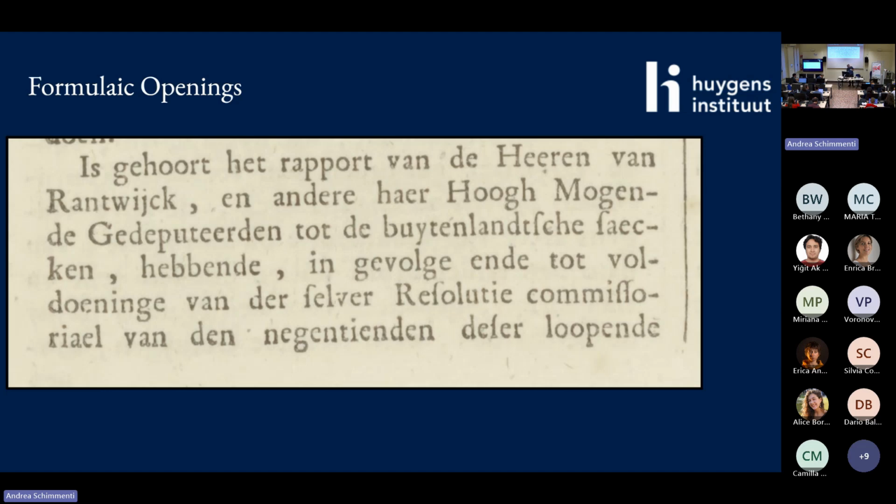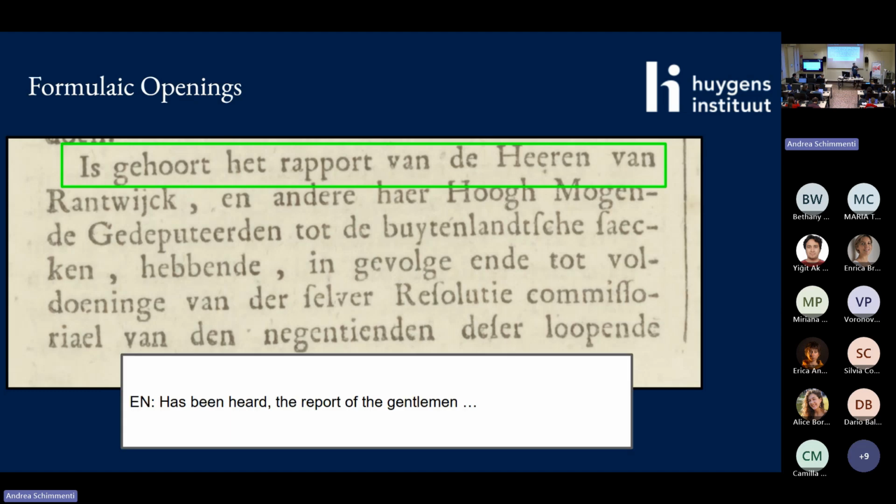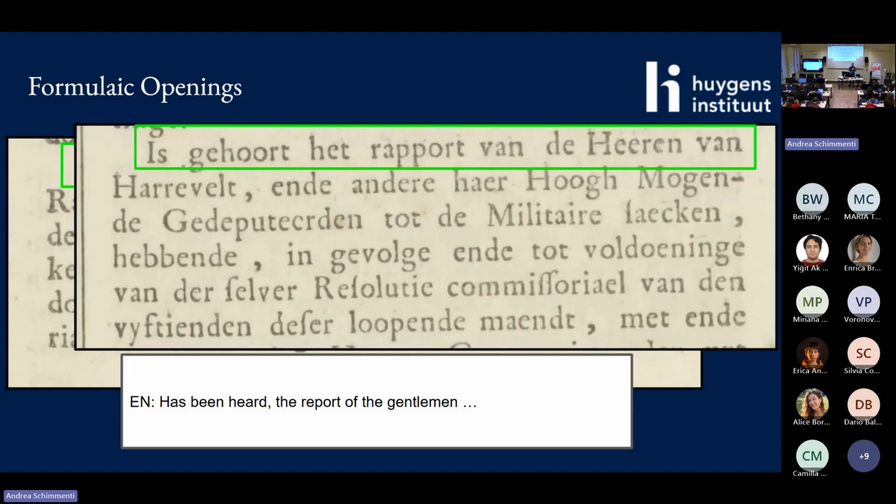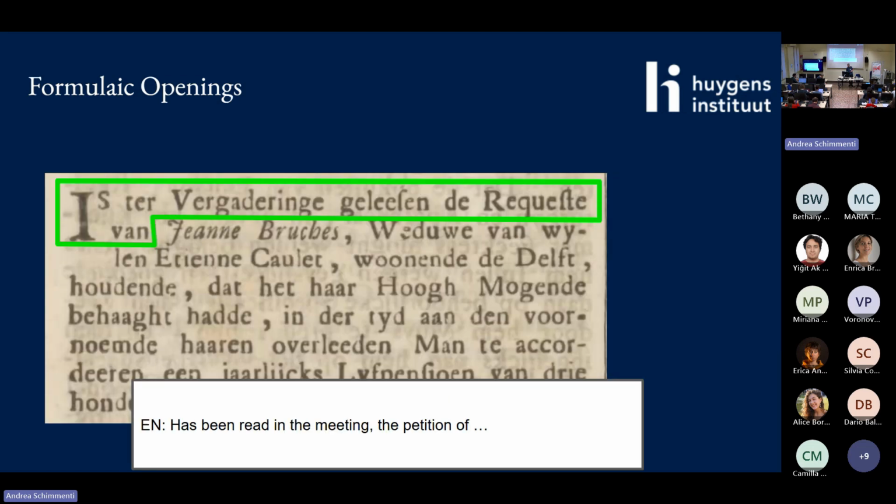So here's the start of a resolution in Dutch. The first line, in English, "has been heard the report of the gentleman," is a very formulaic expression that is an indication of: here starts a resolution. If you go further in the book, you come across exactly the same line for a different resolution. It's not the only phrase that they use. They have a few hundred formulas that they use to introduce a resolution. Here's another one: "has been read in the meeting, the petition of."